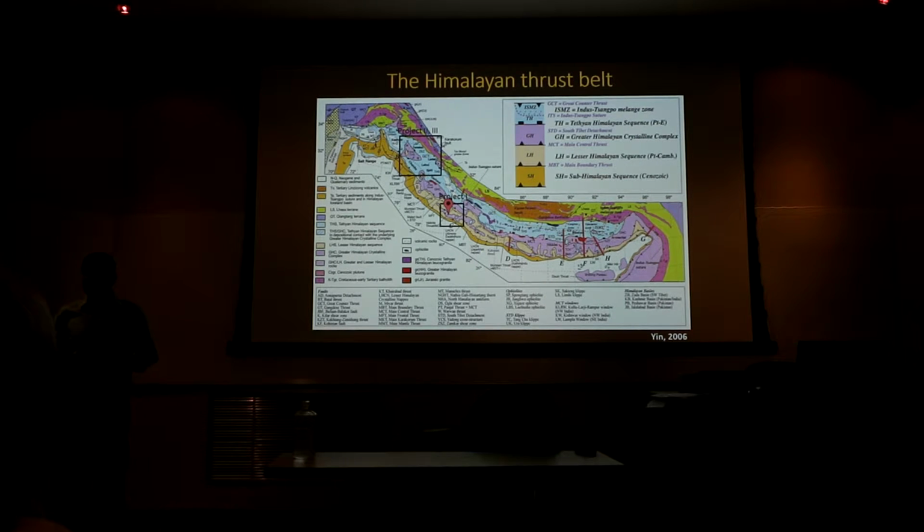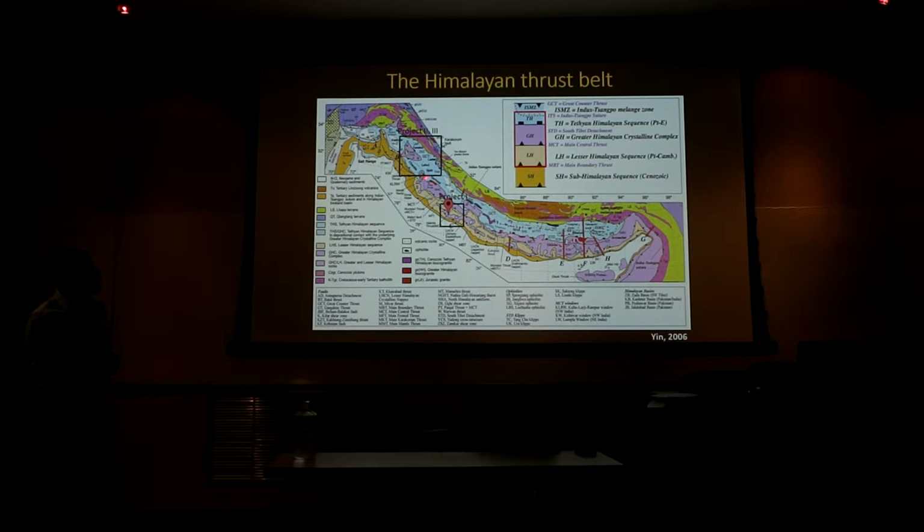Now, this is the geological map of the Himalayas. I'd like to draw your attention to these three rock groups here. TH are the Tethyan Himalayan sediments, GH are the Greater Himalayan rocks, and LH are the Lesser Himalayan rocks. TH rocks are separated from the GH rocks by the South Tibetan Detachment System, and GH rocks are separated from the LH rocks by the Main Central Thrust.